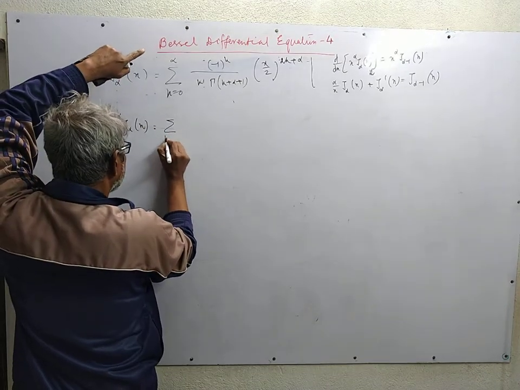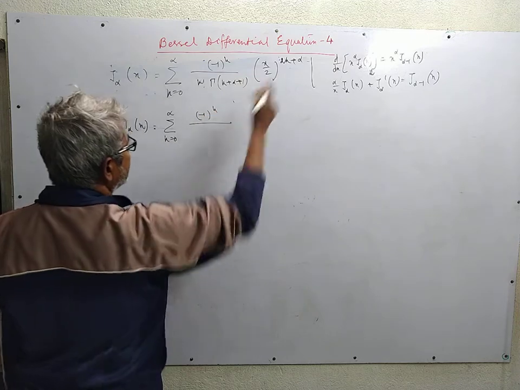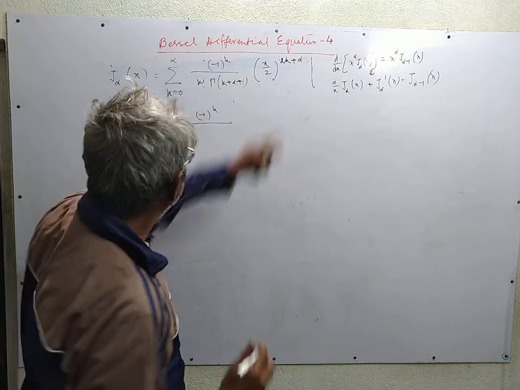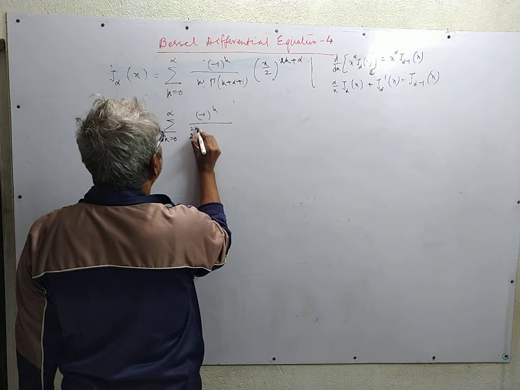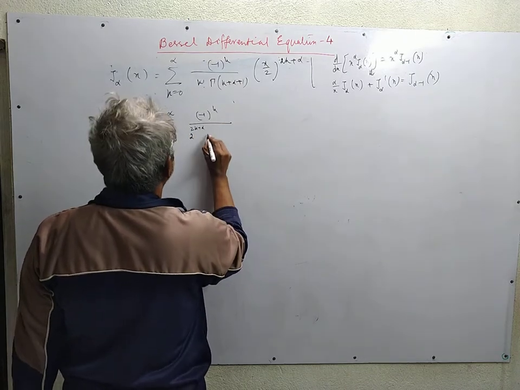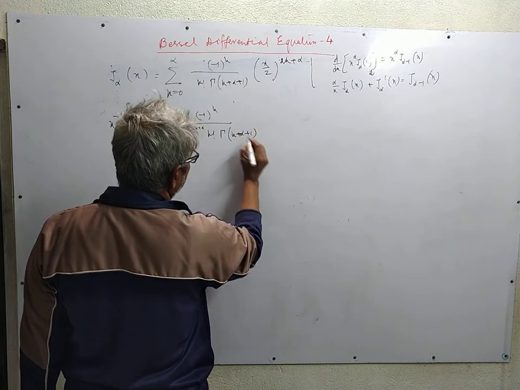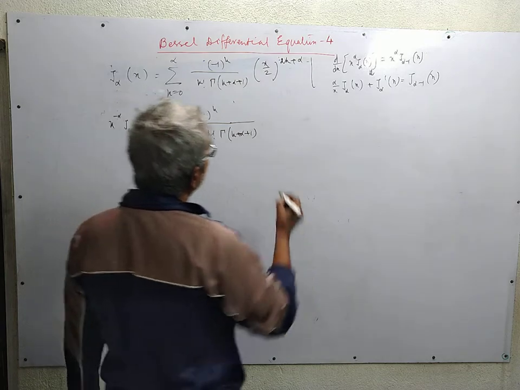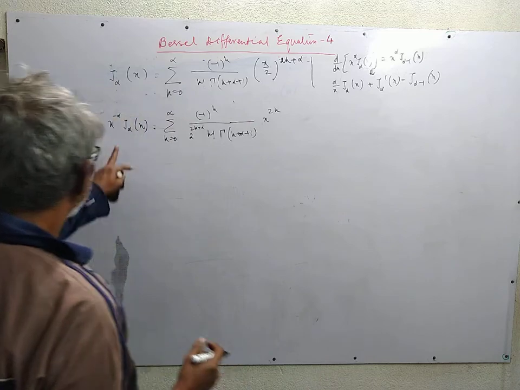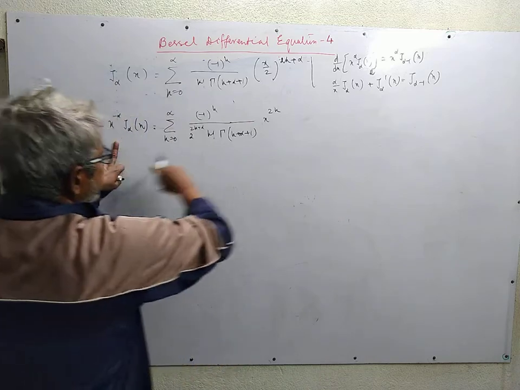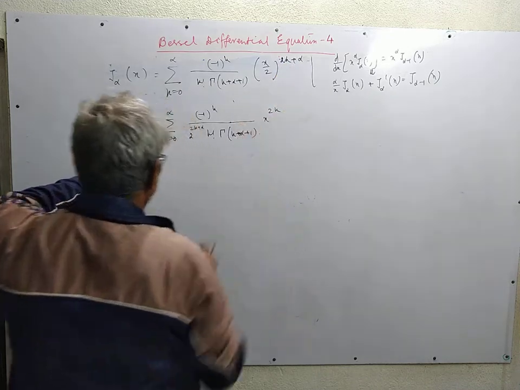summation over k equal to 0 to infinity, minus 1 to the power k, 1 over 2 to the power 2k plus alpha, k factorial, gamma of k plus alpha plus 1, x to the power 2k. We have multiplied both the sides by x to the power minus alpha, which makes this power of x go from 2k plus alpha to 2k.